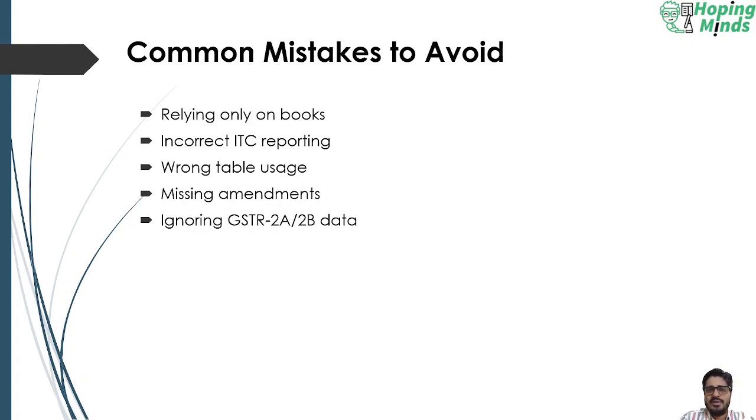Then ignoring GSTR 2A and 2B data. Reconciliations for GSTR 9 should not be made solely from the books of accounts. The invoices that are appearing in GSTR 2B must be considered while preparing any reconciliation of differences between the books and the input tax credit that has been availed in GSTR 3B.